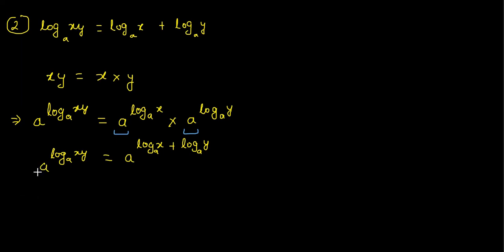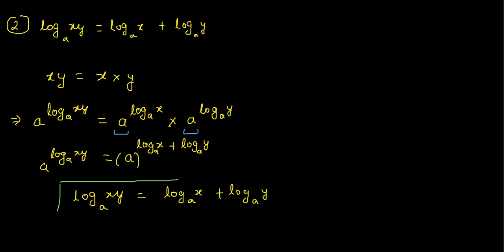Now you may notice here that on LHS we have base a with some exponent, and on RHS also we have base a with some exponent. So on both the sides bases are same, so exponents should also be same. That means log of xy with base a must be equal to log x with base a plus log y with base a, and this is the proof of property number 2, that log x plus log y is equal to log xy and vice versa.